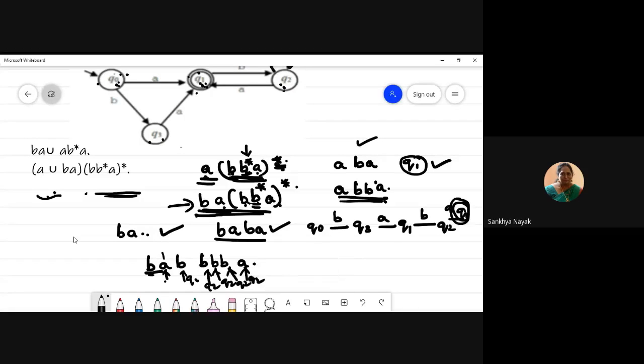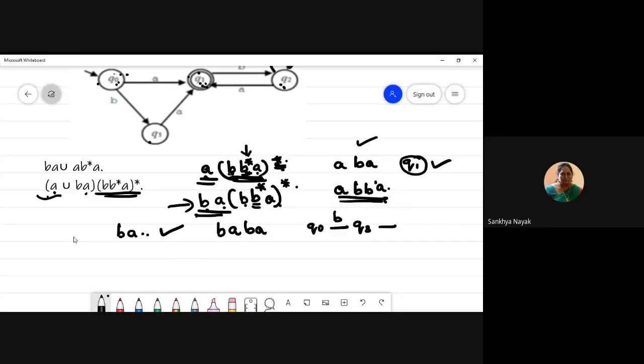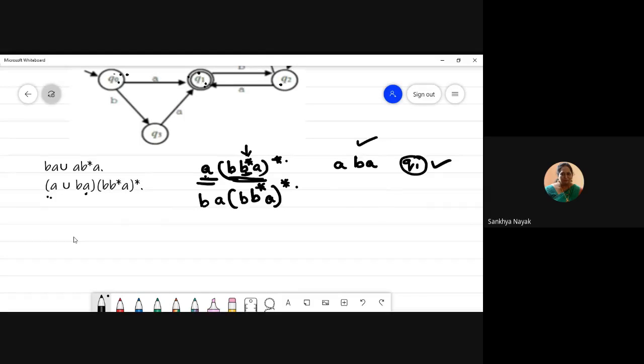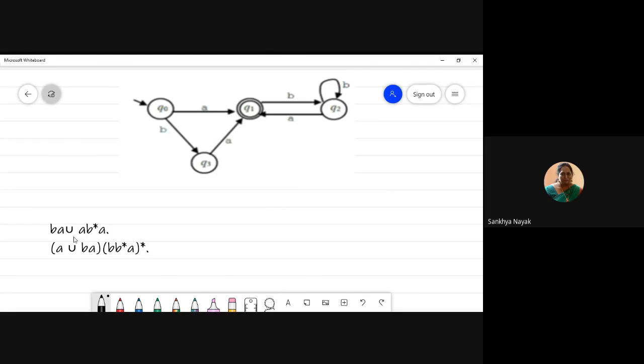Okay. I hope this is clear. Otherwise I'll do it once more, because you might have forgotten, we did it long back. The question is whether they belong to this. Let me just take the second one.